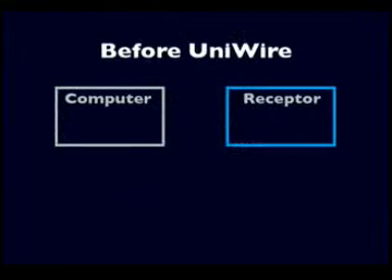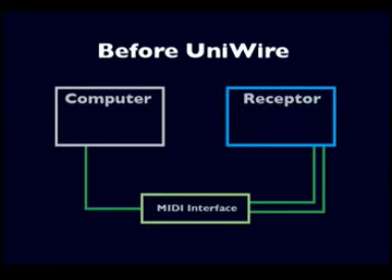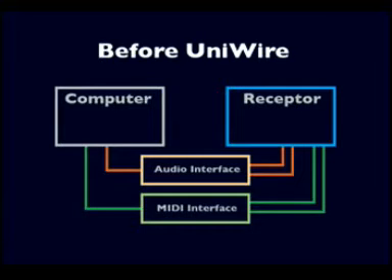Right now, as I speak, Muse Research engineers are putting the final touches on Uniwire, which is a new technology that will provide tremendous potential to composers, producers, or anyone else who uses computer-based recording studios and has at least one Receptor. Prior to Uniwire, Receptor interfaced with a digital audio workstation in exactly the same way as a traditional hardware sound module. That is, you connected MIDI cables between Receptor and your computer's MIDI interface, and you connected analog or digital audio cables between Receptor and your computer's audio interface.